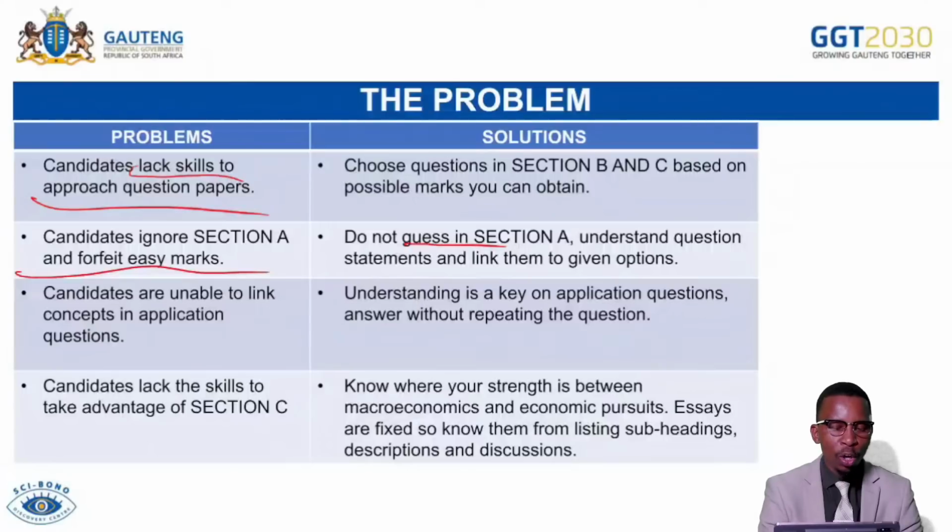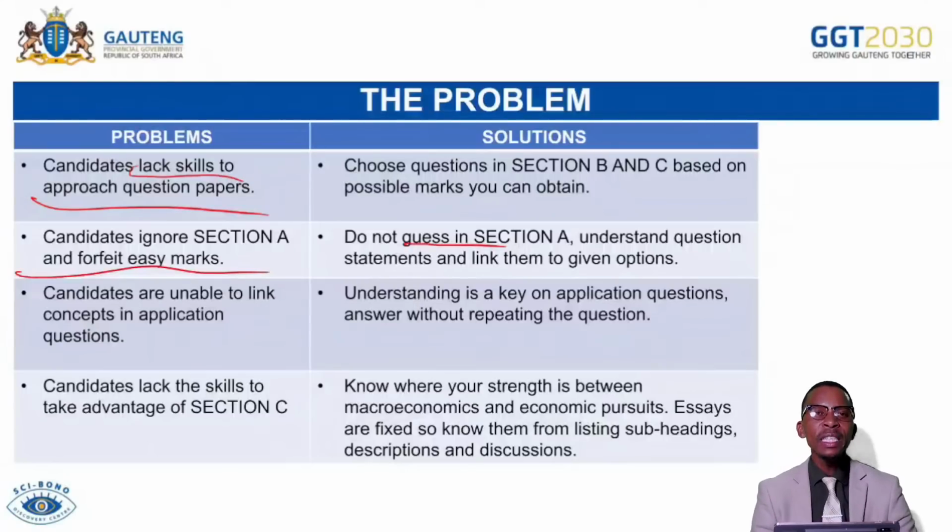Candidates are unable to link concepts in application questions. Remember, there are some questions that require you to link and apply. So should you not be able to understand or interpret the question correctly, you will provide the wrong answer. So understanding is key on application questions. Answer without repeating the question. Whenever you answer, do not repeat the question statement, because you will think it's correct while it's wrong. Also, this thing of saying negative effect or positive effect, those things are not marked. We mark the content that you have provided in there.